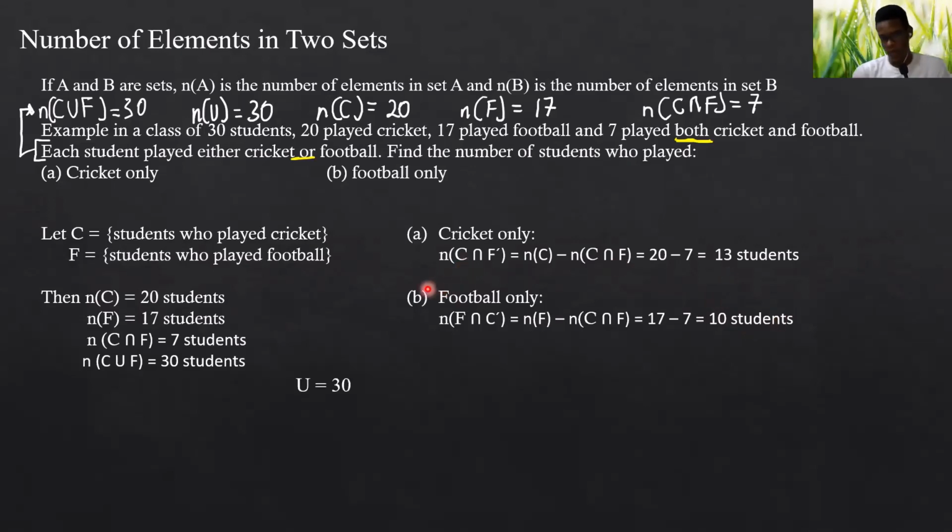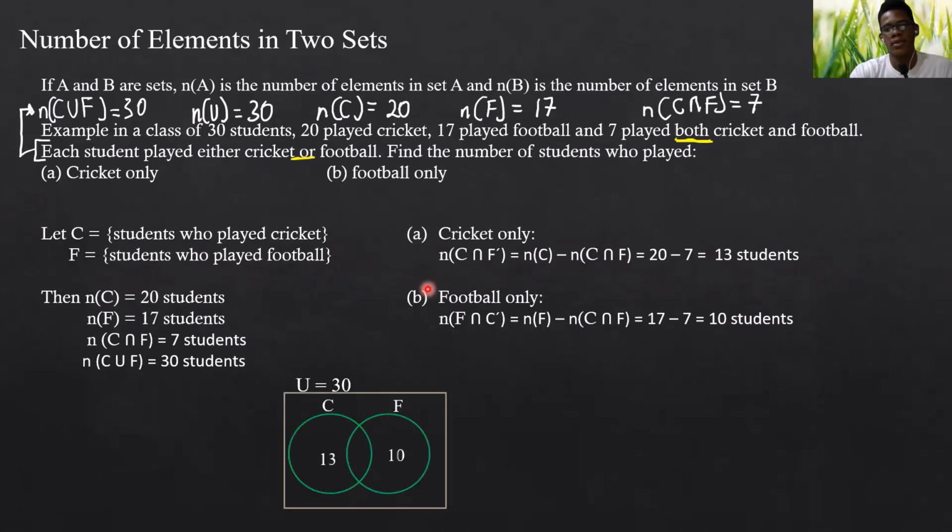So putting this on the Venn diagram, the universal set would be equal to 30. And only here would be equal to 13. In the middle here would be 7. This is in both sets. The intersect is 7. So 7, 10, the only, right? This guy is 10 only. And here would be 13 only.